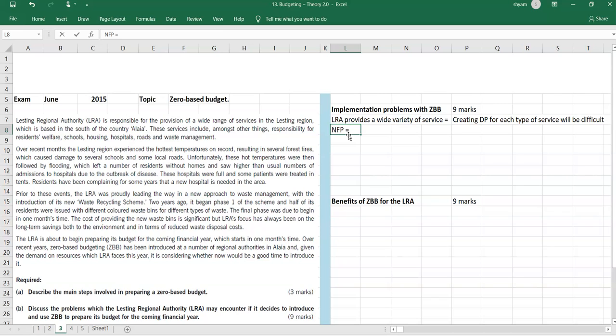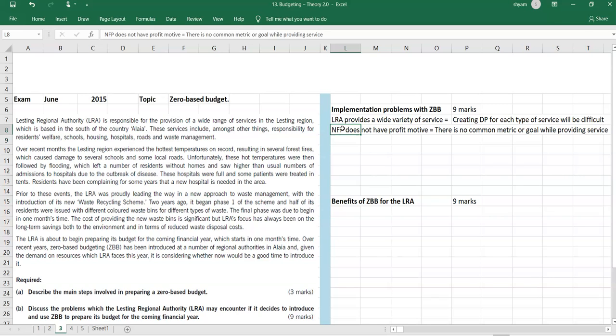So the problem with NFPs is that NFP does not have a profit motive. So what would be the problem here? As they don't have profit as a motive, there is no common metric or goal while providing service.